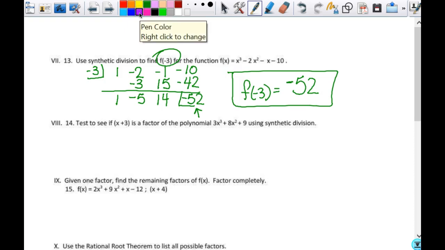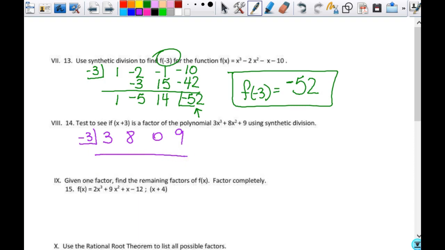All right, so now we're going to test to see if x plus 3 is a factor of this polynomial using synthetic division. So if it's x plus 3, I've got negative 3 again. Coefficients here, I've got 3, 8. There is no x term, so I have to use a 0 there, and then 9. Don't forget about your placeholders. So bring down my 3. Negative 3 times 3 is a negative 9, so this is a negative 1. Negative 3 times negative 1 is 3, so that makes this 3. And then negative 3 times 3 is a negative 9, so this is 0.